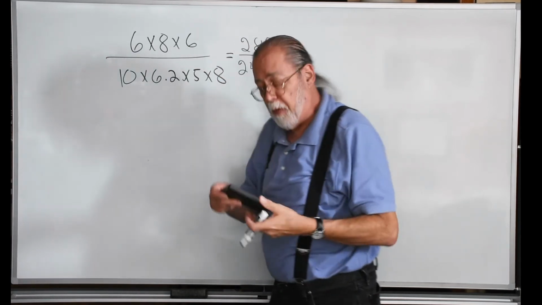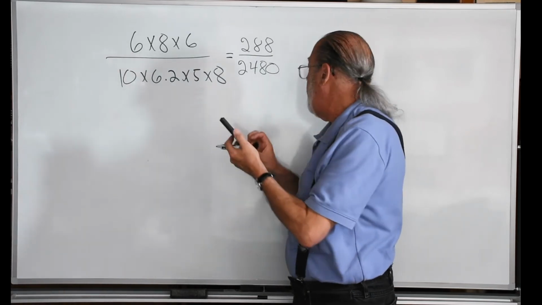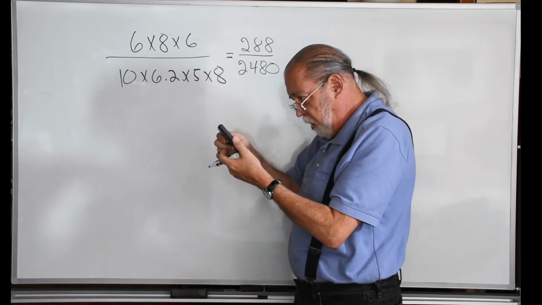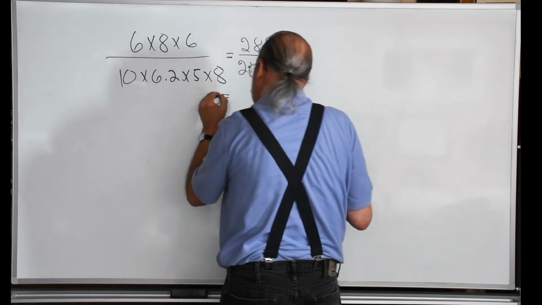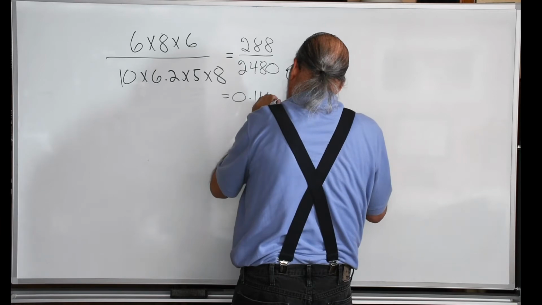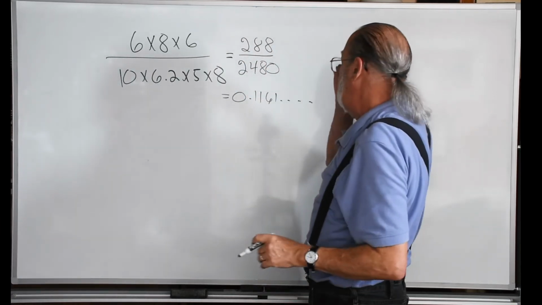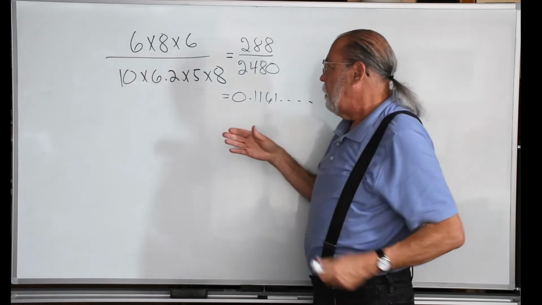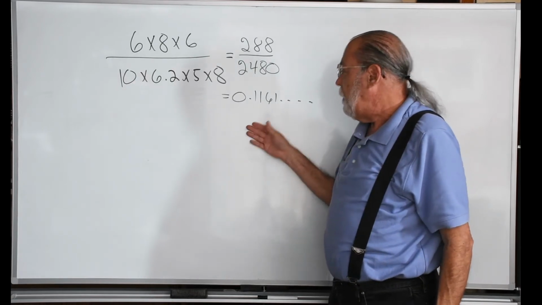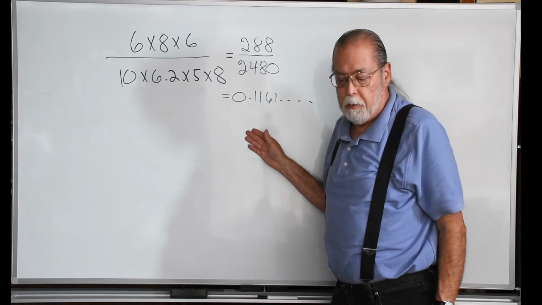And now I type these back in, and I get 288 divided by 2480. And I get 0.161 and some other things there. I'm not worried about significant figures at the moment. This is valid. This will work. But you're taking a chance.